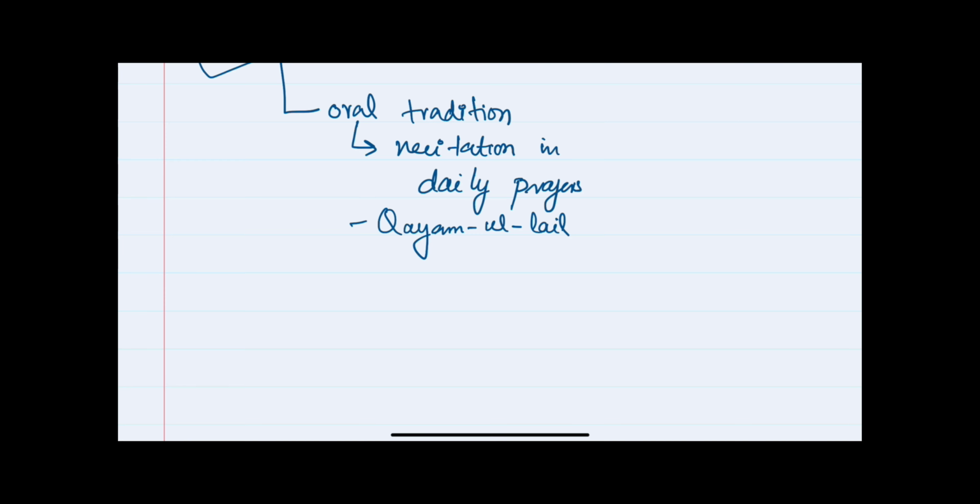So the companions used to learn from there. Similarly, the Prophet himself used to teach the companions the verses of the Quran. So majorly, the Quran existed in the oral tradition. There were people who had memorized the Quran. The Quran was very actively preserved in the memories of the followers.